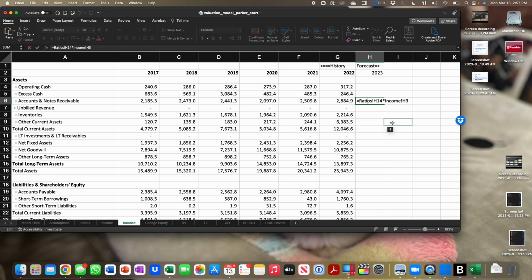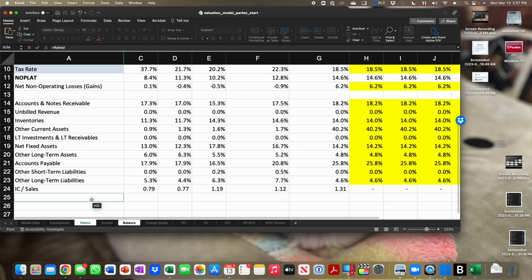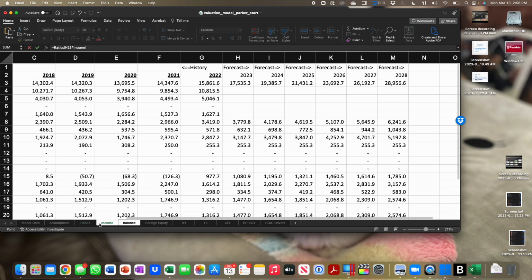Okay. The next item down is unbilled revenue. So for unbilled revenue, H7 equals from the ratios tab, unbilled revenue as a percentage of sales, which for Parker is 0 in 2023. Again, for another company, it might not be 0. Okay, so H15 for ratios times from the income tab, 2023 revenue, which is H3.